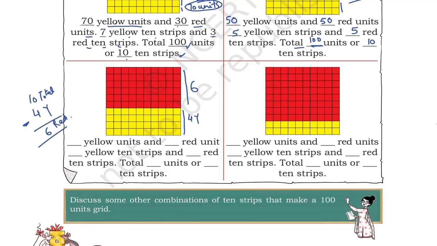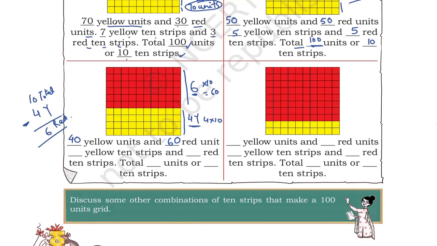And if we have 4 10 stripes, then how many units are going to be there? 4 multiplied by 10, there are going to be total of 40 yellow units. And how many red units are going to be there? 6 10 stripes, with one stripe having how many units? 10 units. So 6 multiplied by 10 is going to give you the answer of total red units. So 60 red units. Okay.